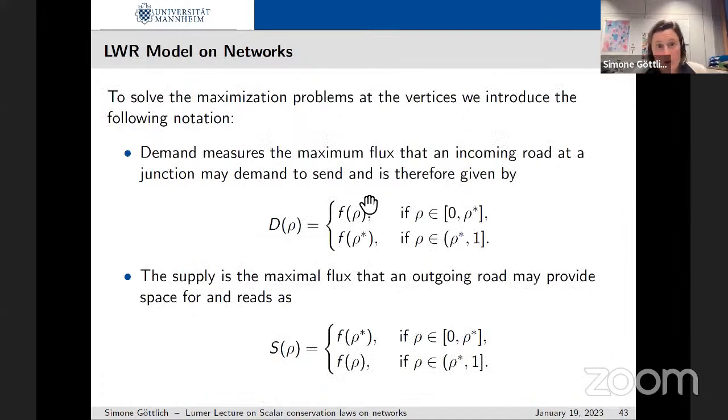We further know that we have to solve this maximization problem at the vertices and therefore need some further notation. The further notation is given by demand and supply. The demand measures the maximum flux at an incoming road at a junction and is given in that way. And the supply is the maximum flux that an outgoing arc may provide and is therefore given in that way. So supply and demand are somehow upper bounds on the flux value while evaluating the maximization problem.